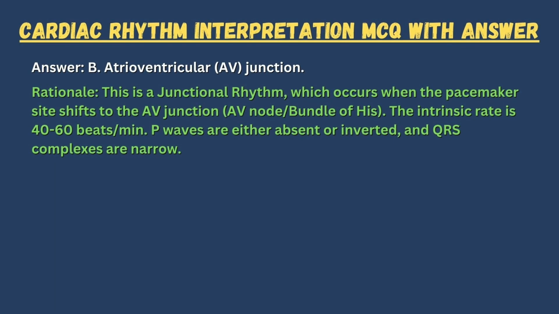Rationale. This is a junctional rhythm, which occurs when the pacemaker site shifts to the AV junction, AV node, or bundle of His. The intrinsic rate is 40 to 60 beats per minute. P waves are either absent or inverted, and QRS complexes are narrow.